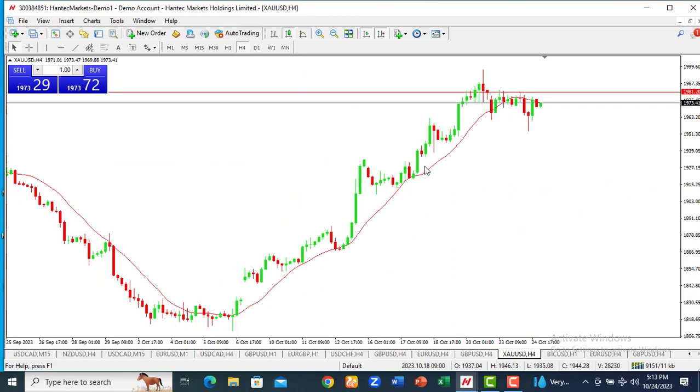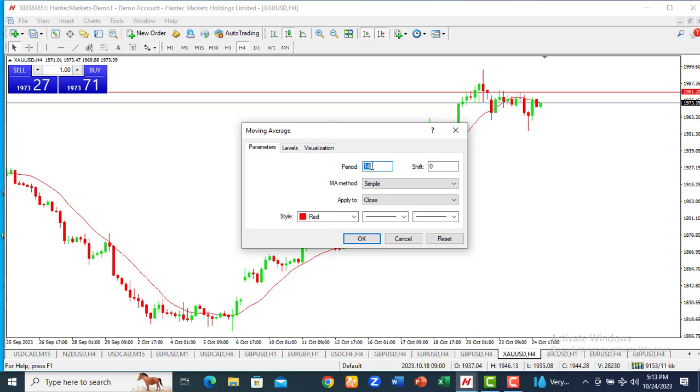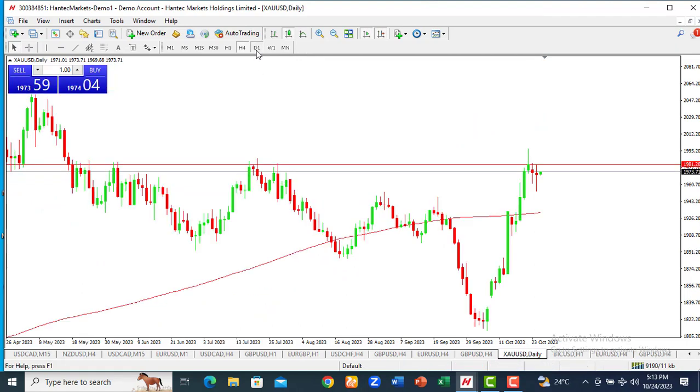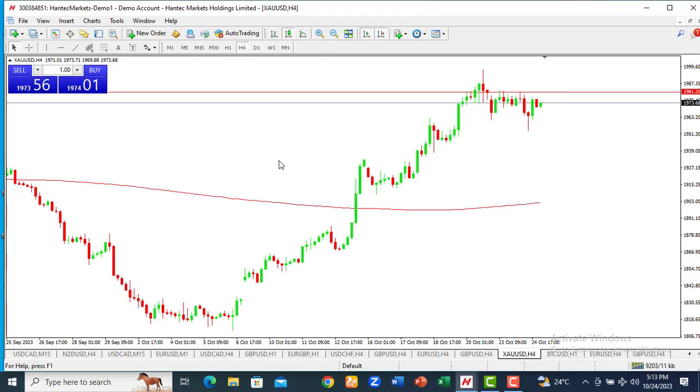So this is the gold chart. What time frame is this? Let me quickly put my 200 period moving average. So this is gold H4. So let's see gold in D1.